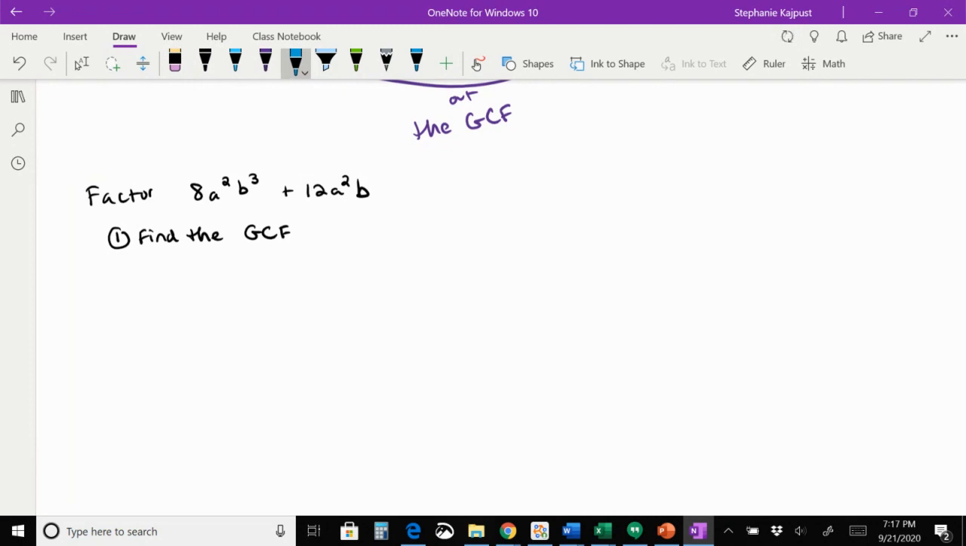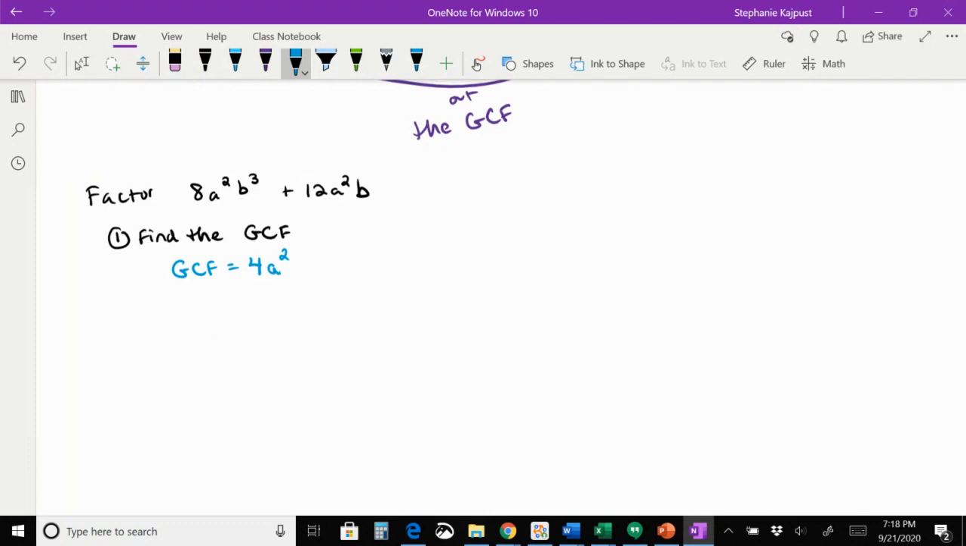And the greatest common factor is, first, when you're looking at the numbers in each term, you're looking for the biggest number you can divide evenly into the numbers you've got. So out of 8 and 12, 4 is the largest number that divides into both. So my greatest common factor is going to have a 4. Then you look at your variables, one letter at a time. I've got an a squared in both terms, so I can take it out of both terms. That's going to be part of my greatest common factor.